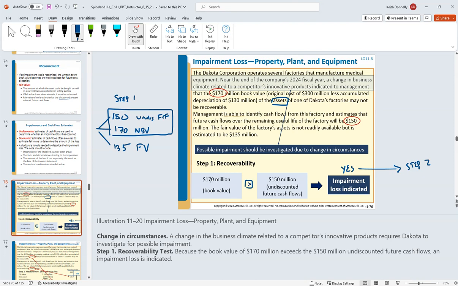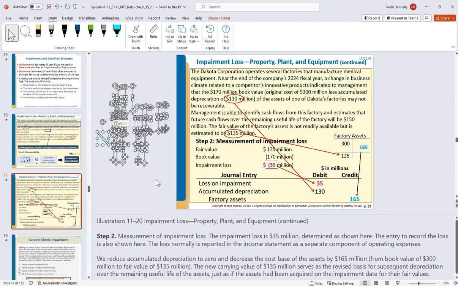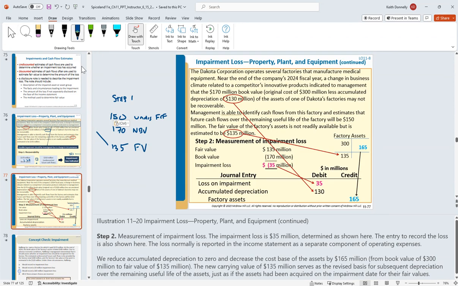If no, if it was like 130 and it's less than, then the answer would be no, and we're done. You don't move forward. But let's continue with this here. So I'm going to copy this and put it over here. So we said step 1, we compared, the answer was yes.